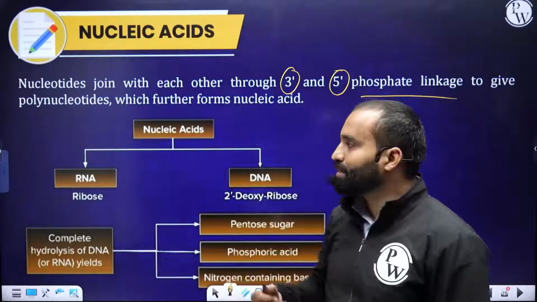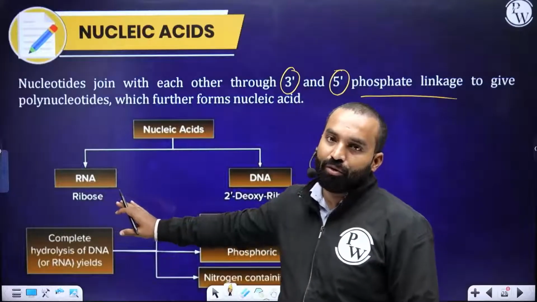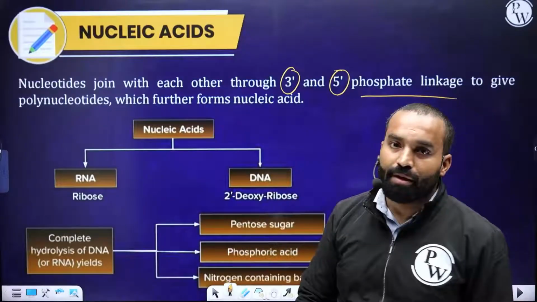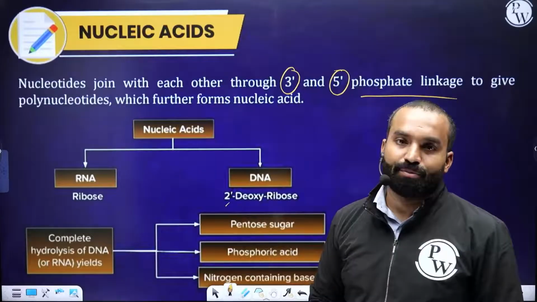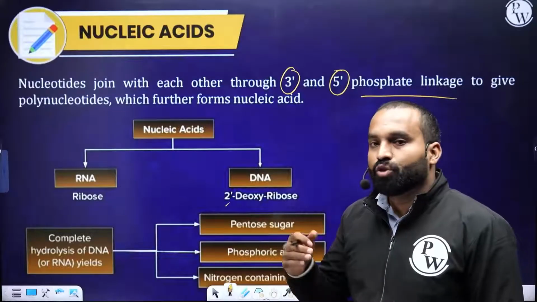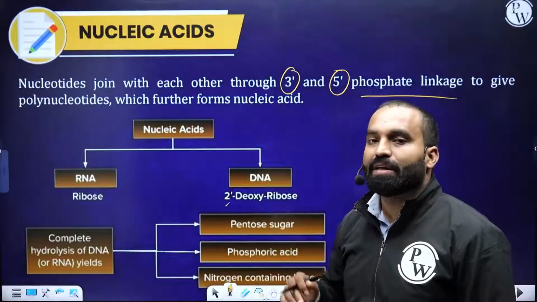I'll show you 3' and 5' position. There are 2 types of nucleic acid. One is ribonucleic acid. The other one is deoxyribonucleic acid. On what position is there deoxy? On 2' position. When there is no more OH present on the second prime carbon, this becomes DNA.